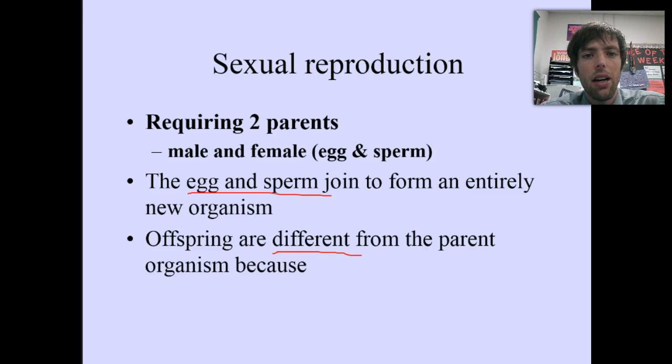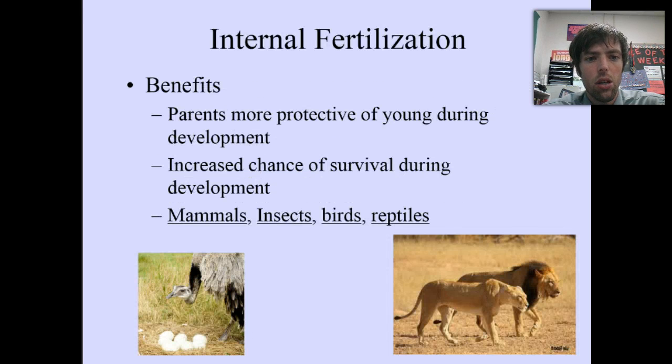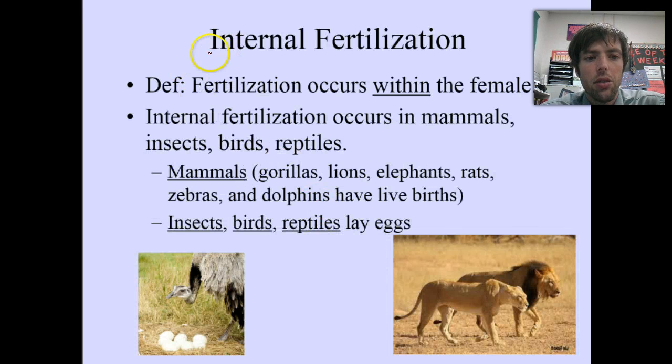But now let's talk about internal fertilization. Okay, so let's write down internal fertilization: fertilization occurring within the female, hence the name internal. The organisms that this most often occurs in are mammals, insects, birds, and reptiles. Now, mammals often give live birth, which is how you came into being. Same with these lions down here.